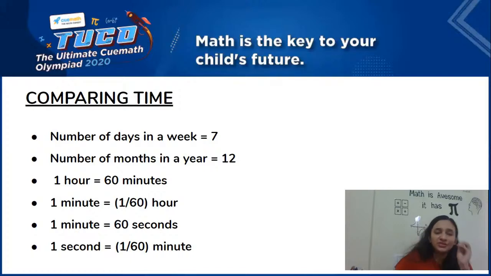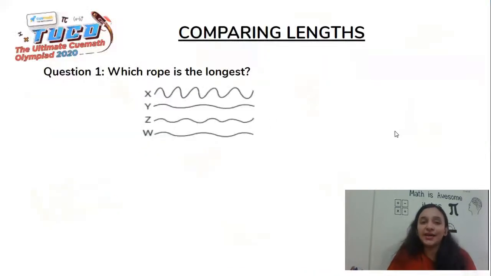So that's a trick to remember these things. So with this, we start with our questions. We've started with comparing lengths. You can see a question on your screen which says, which rope is the longest? We have 4 ropes here, X, Y, Z, and W. What we need to tell is which one is the longest one.